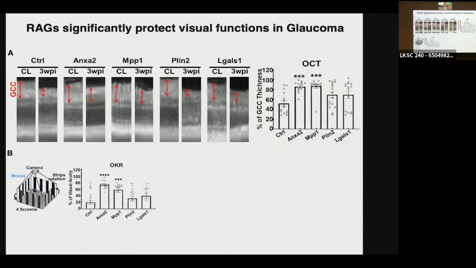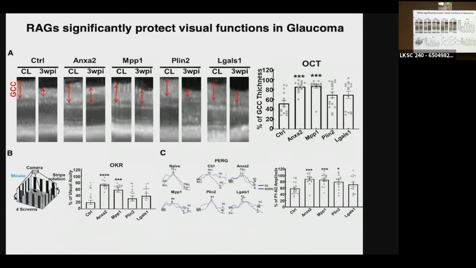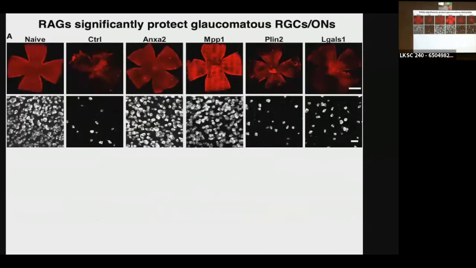And we also did the visual function assay using OKR and the pattern ERG, and all consistent showing that ANXA2 and MPP1 have very striking protection effect. The final proof is to look at histology, right? So this is the result.